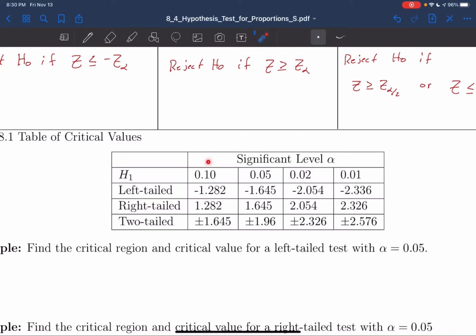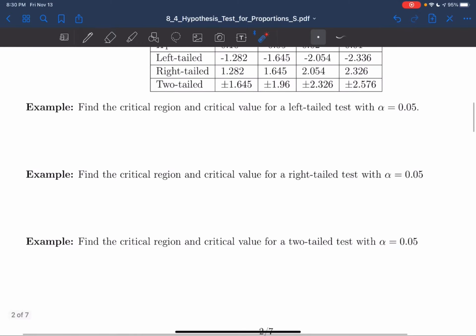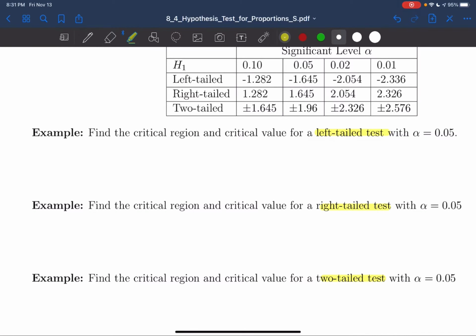So depending on what significance level we're dealing with, and whether we're dealing with a left tail, two tail, or right tail, your critical value will be different. So this should all be just review. We want to find the critical region and critical value for the left tail test for a significance level of 0.05. We want to do it for a right tail test and a two tail test. And again, if you go back to 8.2, these values should be the same.